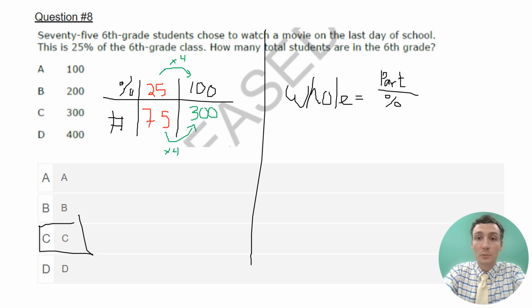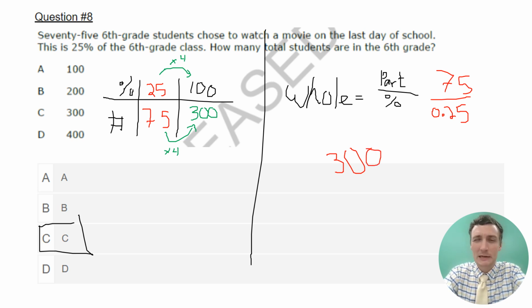My part was 75. My percent was 0.25 or 25%. And when I divide this on my calculator, I will get 300. Awesome, 2 different ways in just over 2 minutes. Not bad. Next one, just 2 more.